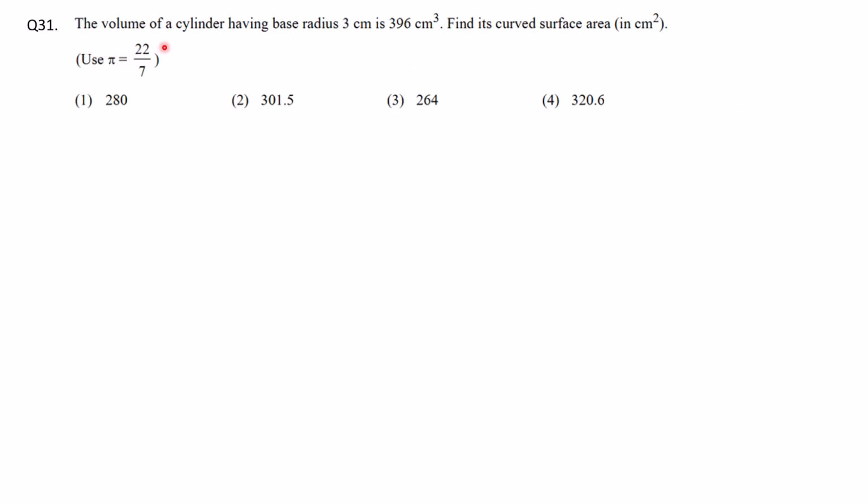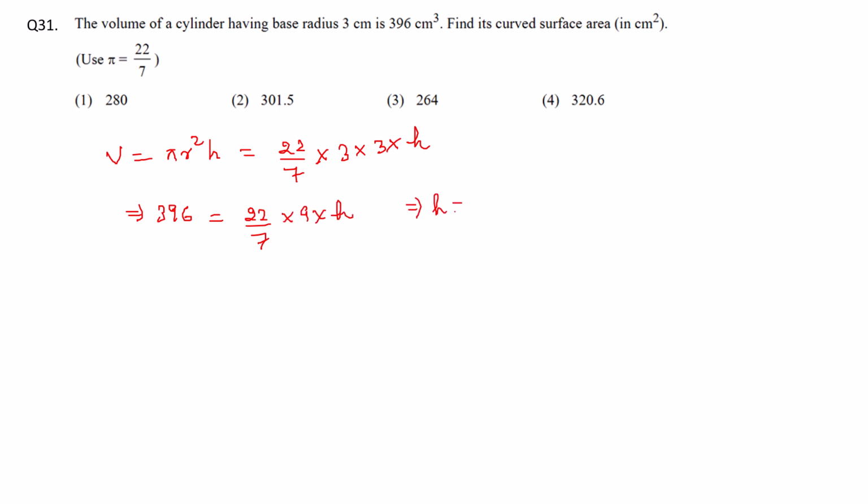Question 31. The volume of a cylinder having base radius 3 centimeter is 396 centimeter cube. Find its curved surface area. So volume of the cylinder formula you should remember. So the formula is pi r square h. Pi value is given in the question, you have to take 22 by 7. Radius is 3 and height is not given. But volume is given. So volume is 396 equal to 22 by 7 into 9 into h. Now from here I will get the height. Once I get the height, then only I can find the curved surface area.